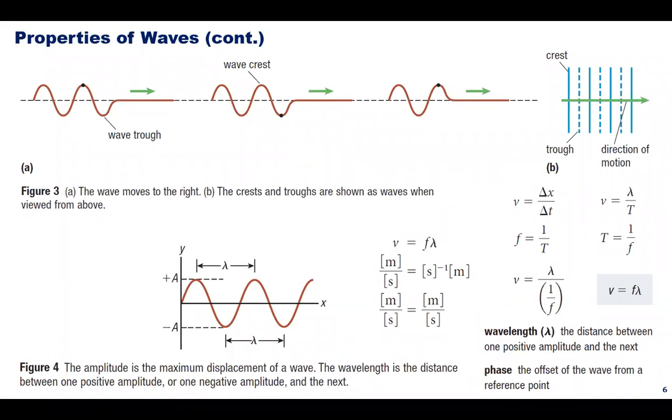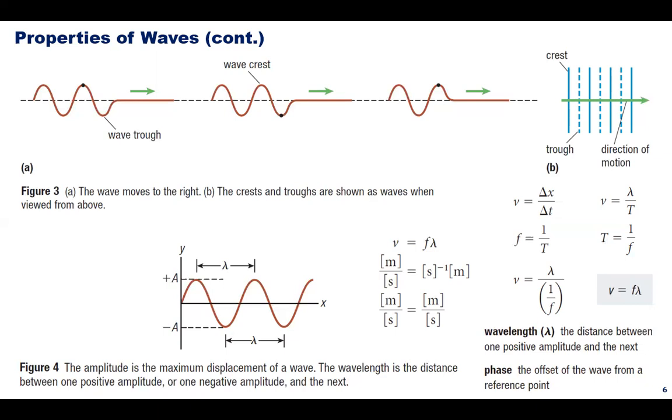The period, denoted by uppercase letter T, of a wave is the time required for one wave cycle to pass a particular point. And the frequency, denoted by lowercase letter f, is the number of wave cycles that pass a particular point per unit of time. The SI unit of frequency is hertz, abbreviated as Hz. 1 hertz is equal to 1 cycle per second.